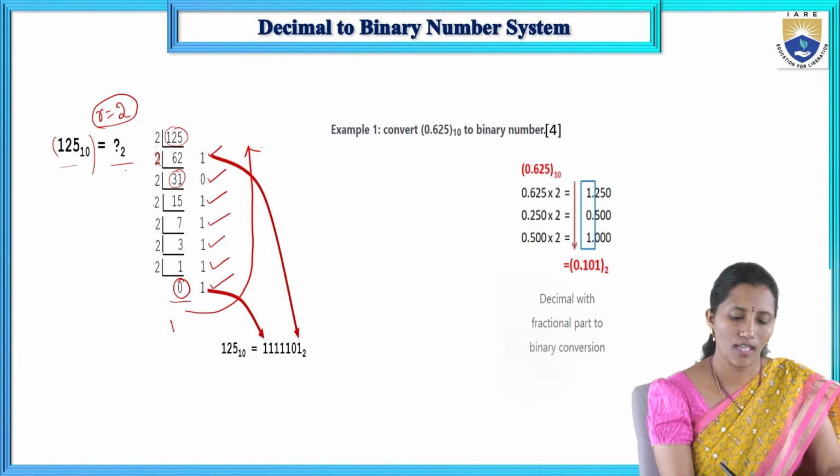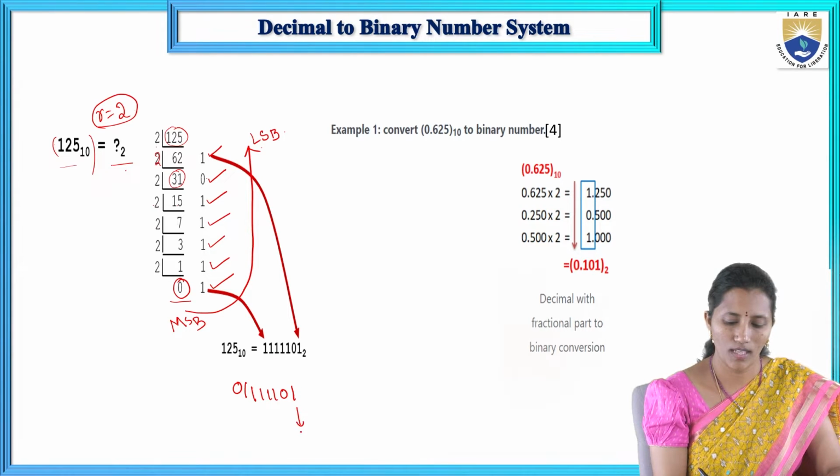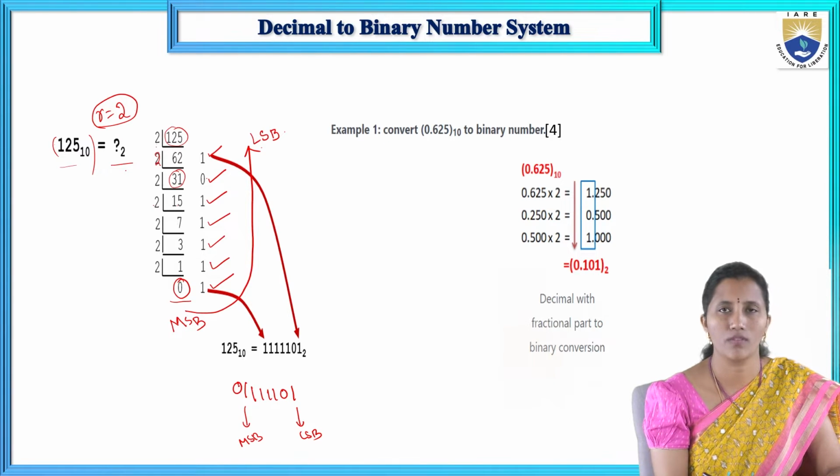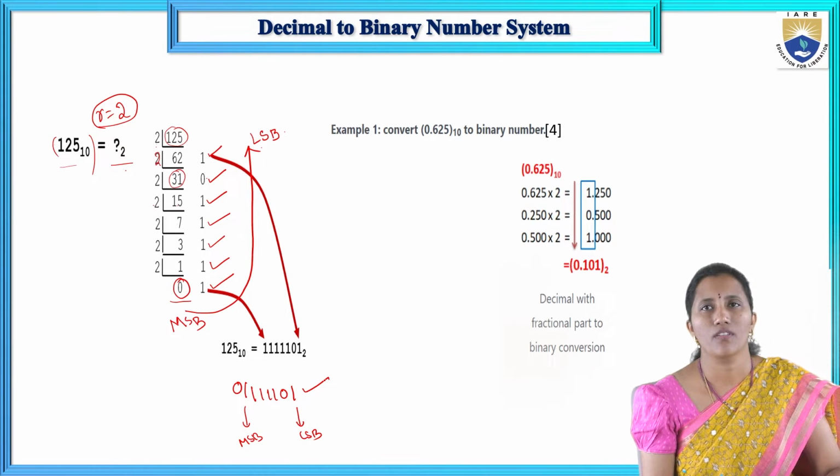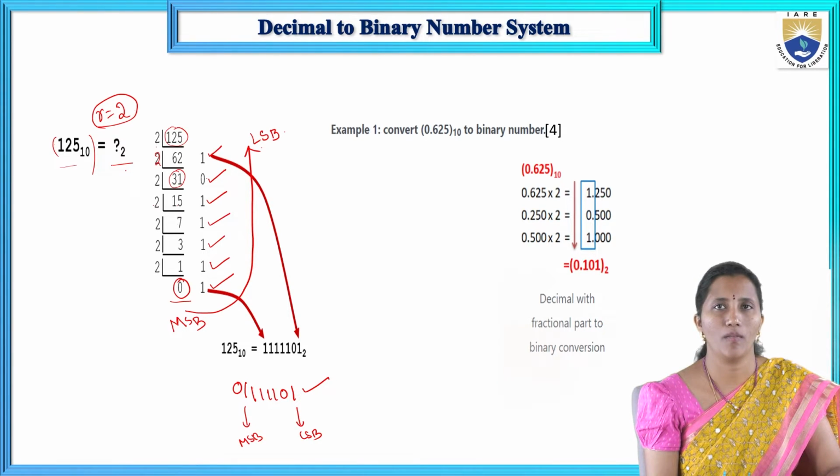This is the MSB bit. This is the LSB bit. So write down: the first digit is 0, then 1, 1, 1, 1, 1, 0, 1. So this is the LSB bit and this is the MSB bit, because the leftmost 0 will not be considered here. So this is the conversion of the integer part of a decimal number to the binary number system.